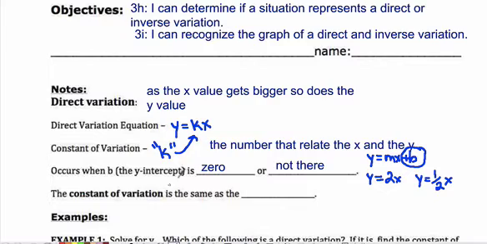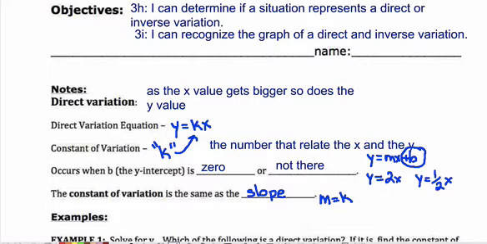The constant of variation, so the k, is the same as the slope. So you see here the k is right there. In our form for slope-intercept, we write m. And I think what's confusing about this is that it's so simple it's confusing, but it's just the same thing. The m and the k are the same thing. So let's just write m equals k or k equals m, either way.